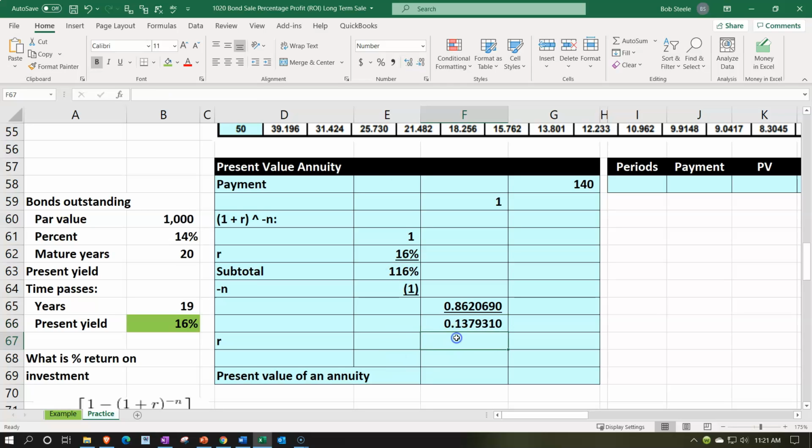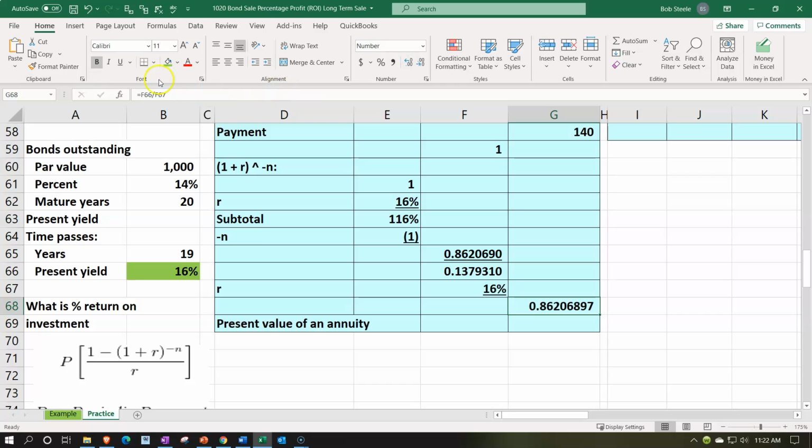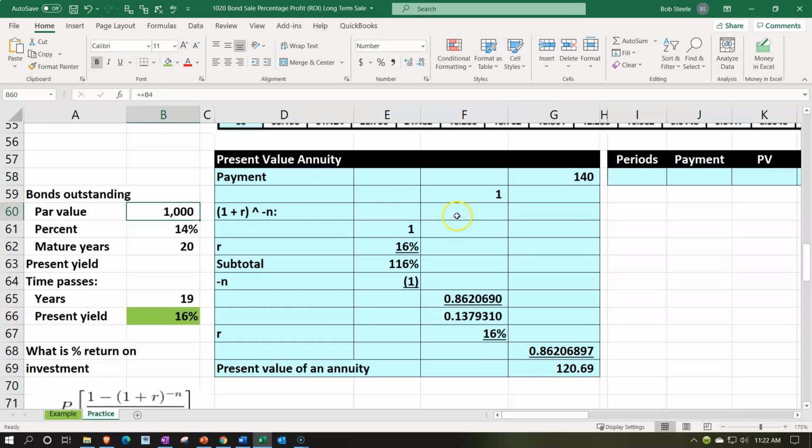And then we're going to get the denominator, which is rate R, which is 16%, numbers, percent, font underline, and then we've got the numerator and the denominator. We're going to go to the outside, take the numerator divided by the denominator, add some decimals there as well, and then underline it, font group with the underline, and multiply out the outer column, that 140, the payment, times that decimalized number, add a few pennies here, and we get the 120.69.